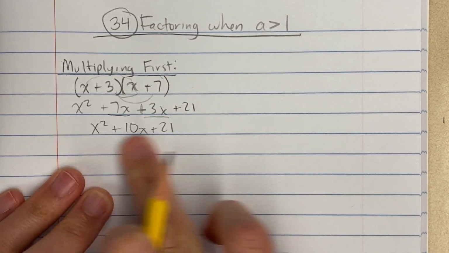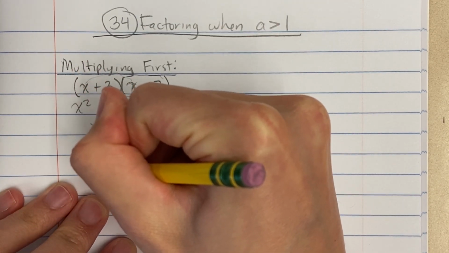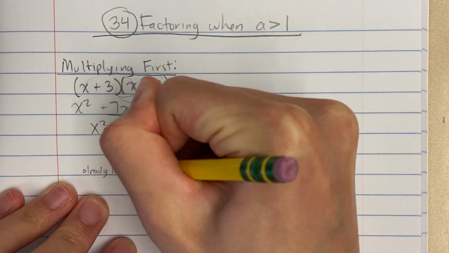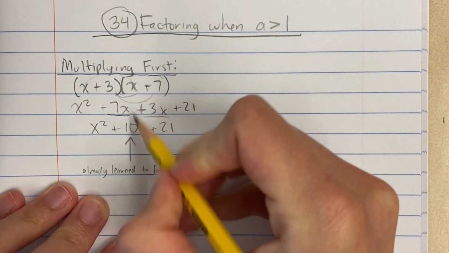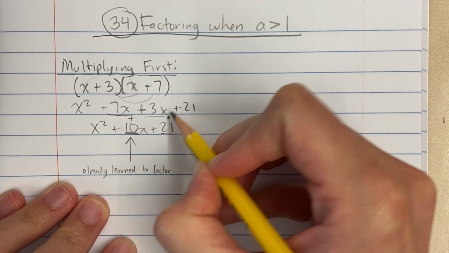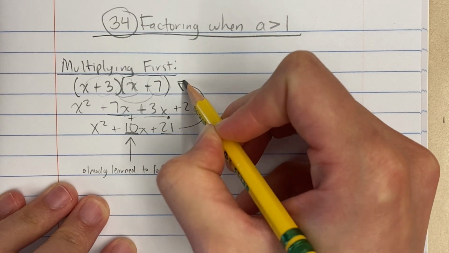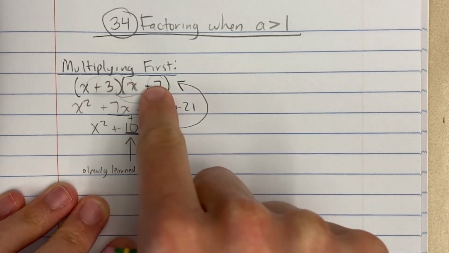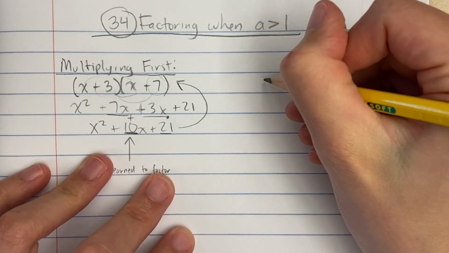Now, this we've already learned to factor. And what did we do? We knew that the two numbers were going to add to 10 and multiply to 21, and we thought, oh, those numbers are 3 and 7. And factoring is the reverse. So we have already learned to go from this to this. Now, here's what's coming next.